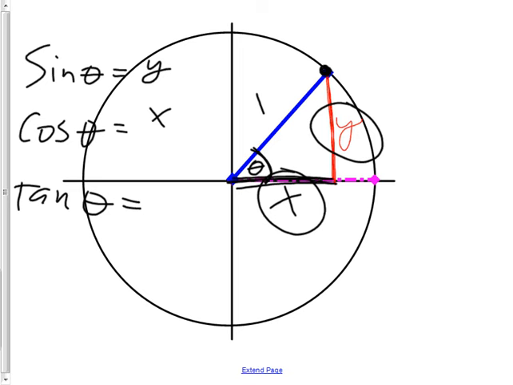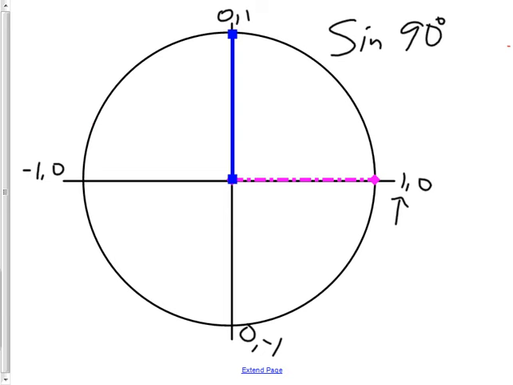What's tangent? It's opposite over adjacent, right? Y over x. Yep. So if you knew the y and you knew the x, you take the y and you divide it by the x. So at any of those points, at the quadrantals, you've always got like 0, 1, or 1, 0, or -1, 0, or 0, -1.